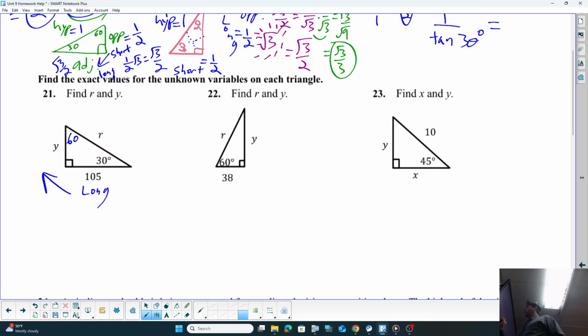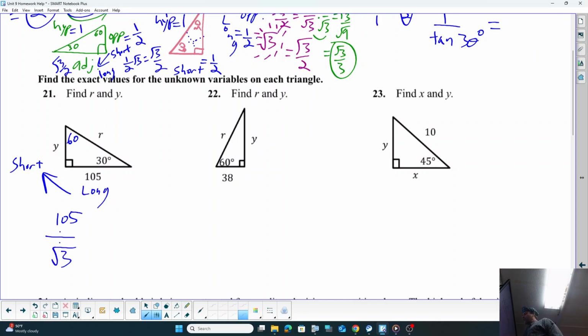And you're going to go from the long leg to the short leg. Do you remember if you multiply or divide when you're going from bigger to smaller? If you're going from bigger to smaller, you divide, of course. So you're going to take the 105 and you're going to divide it by something. Do you remember what that special thing is for the long leg to the short leg? It's radical 3.